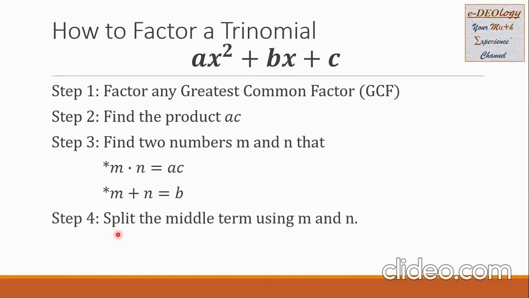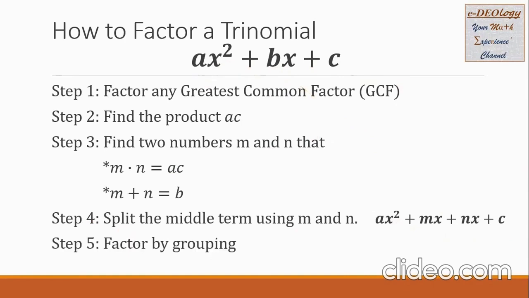Step 4. Split the middle term using m and n. It means to say the ax squared plus bx plus c will become like this: ax squared plus mx plus nx plus c. Step 5. We're going to factor by grouping.